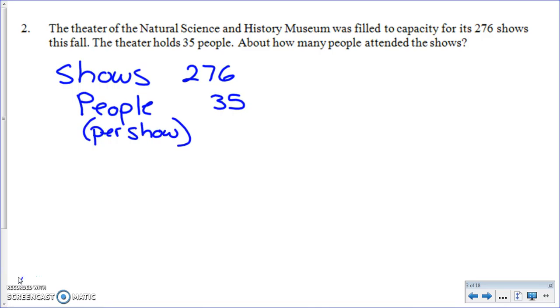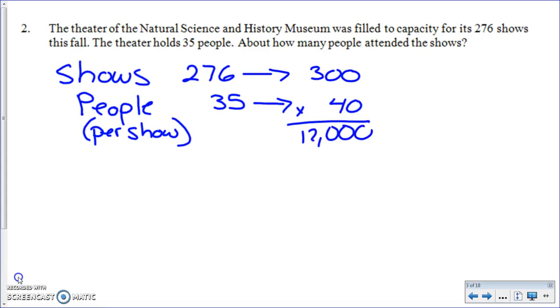Next, since we're estimating, we're going to round 276 to 300, and the people, which is 35, will round to 40. Now we're going to multiply the two numbers together to get about how many people attended the shows. So 300 times 40 gets us about 12,000. So about 12,000 people attended the shows last fall.